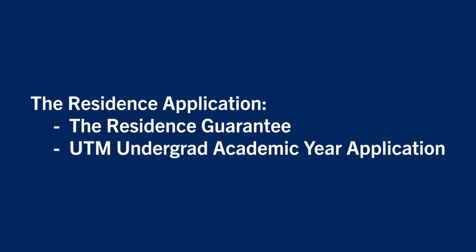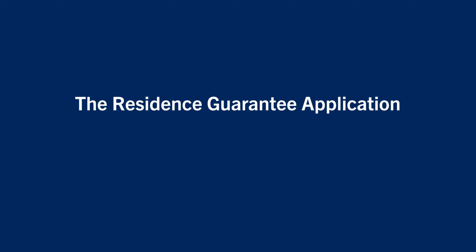The residence application consists of two steps. Step 1 is the Residence Guarantee application, and Step 2 is the UTM Undergrad Academic Year application. This video will focus on Step 1, the Residence Guarantee application.